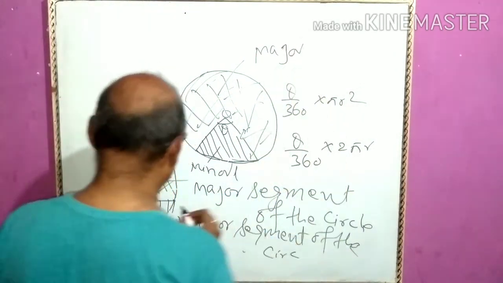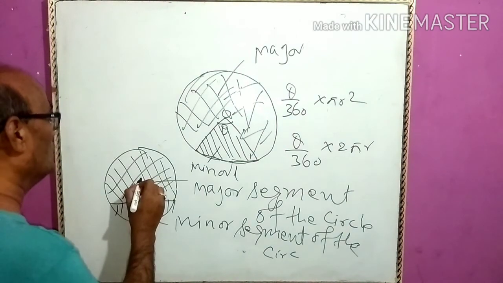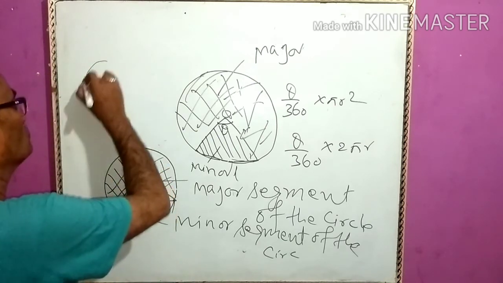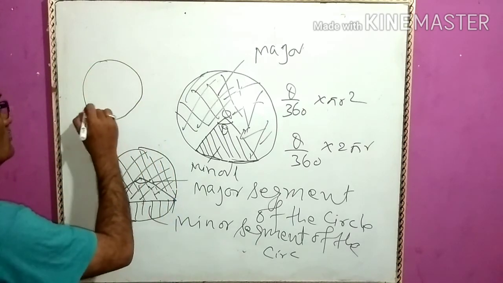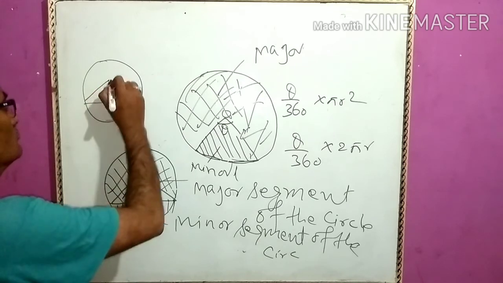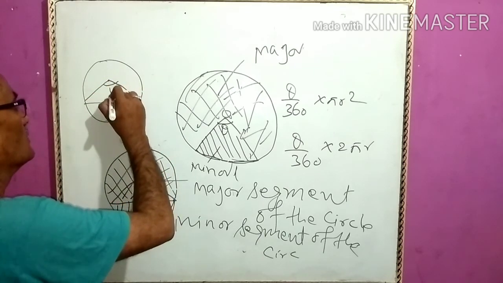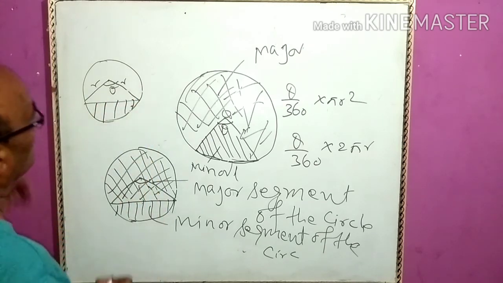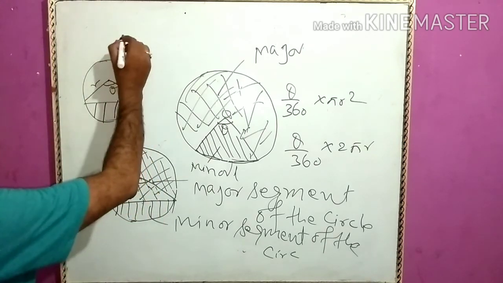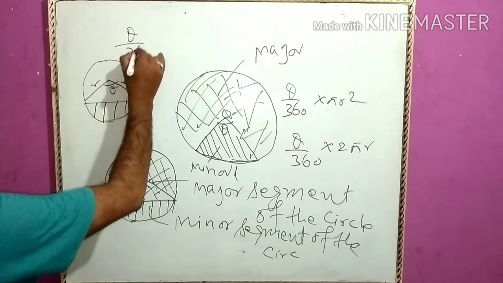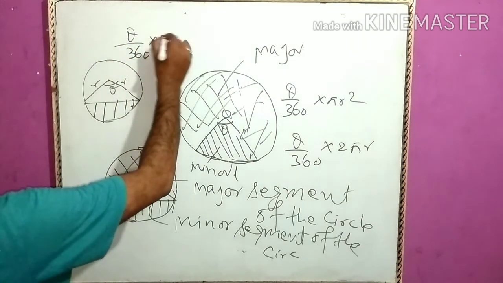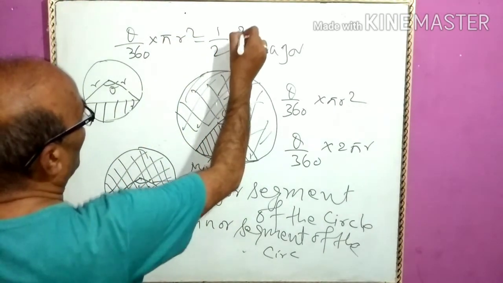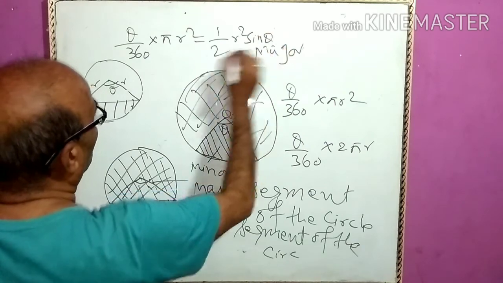And let us see its formula. Suppose it is the center and the angle is theta. This is theta and r. Then the area of the segment is, let us know the formula, theta by 360 into pi r square minus 1 by 2 r square sin theta.